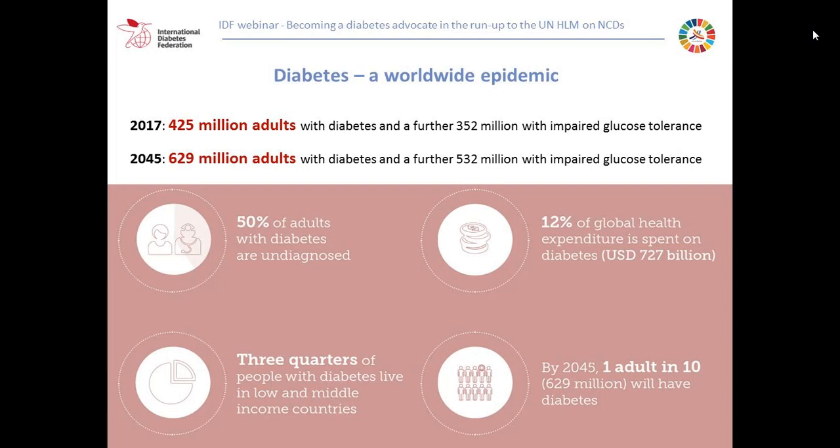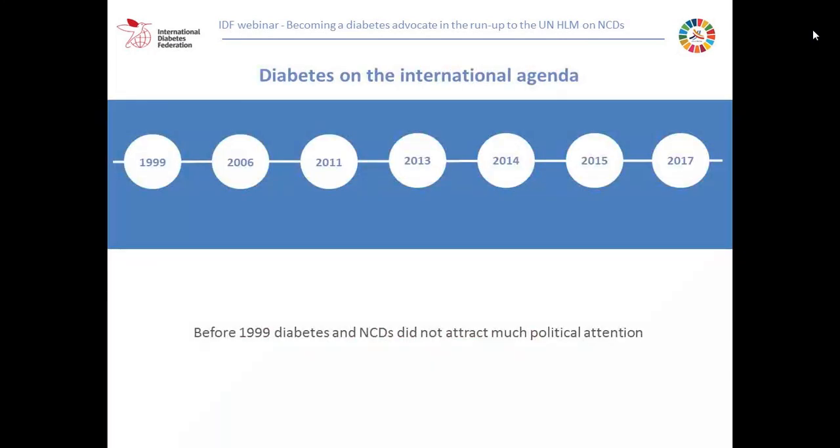Another important figure is the expenditure related to treating diabetes and everything around diabetes care. We estimate that 12% of global health expenditure is actually dedicated to diabetes. So that's a bit over $700 billion. So we know now these figures about diabetes. We know that it's a global epidemic, but are governments actually paying attention to it? Is diabetes on the international agenda?